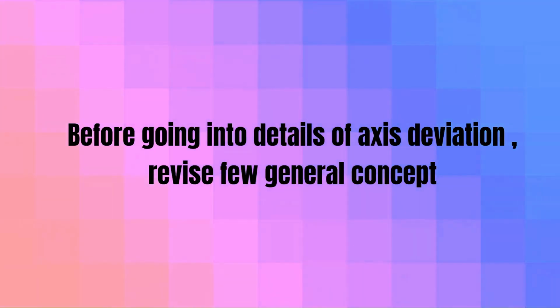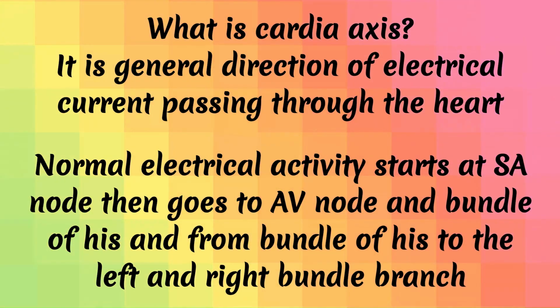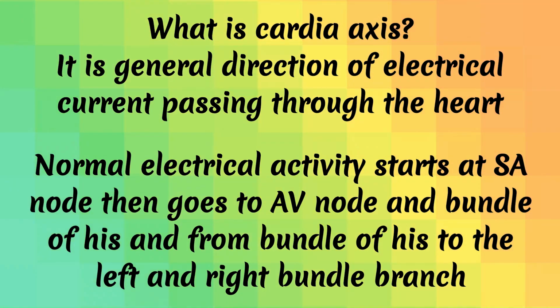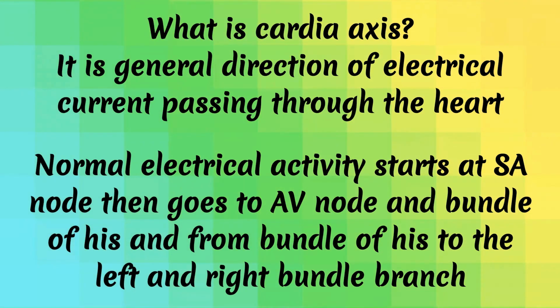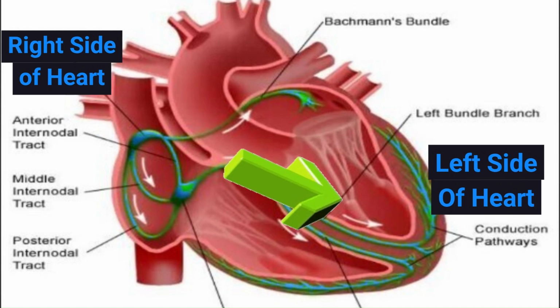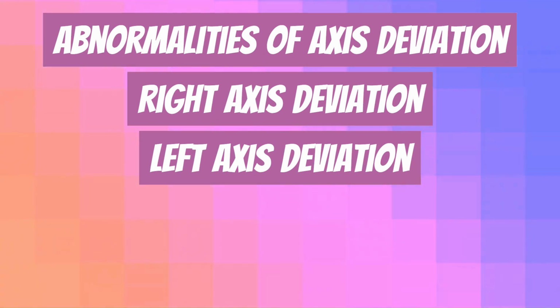Before going into details of axis deviation, let's revise a few general concepts. Cardiac axis is the general direction of electrical current passing through the heart. Normal electrical activity starts at the SA node, then goes to the AV node, bundle of His, and from bundle of His to the left and right bundle branch. The normal electrical axis of the heart passes from the right side of the heart to the left side. Abnormalities of axis include right axis deviation and left axis deviation.